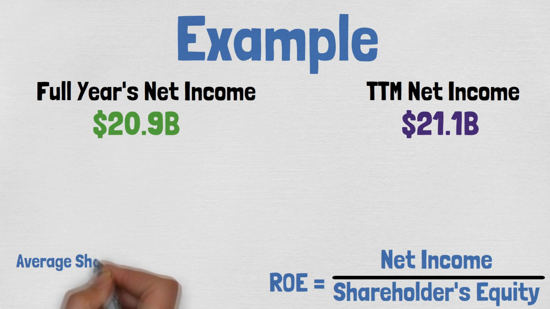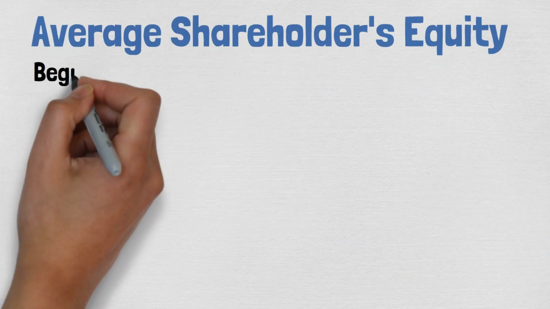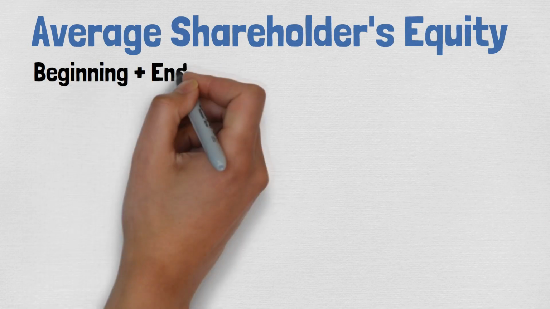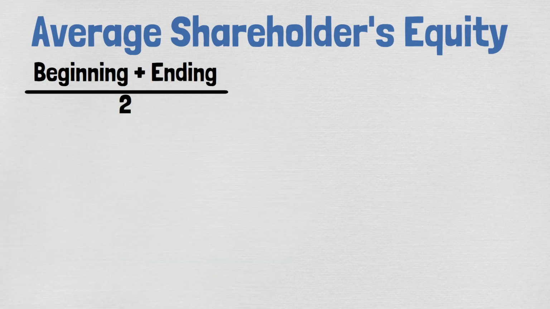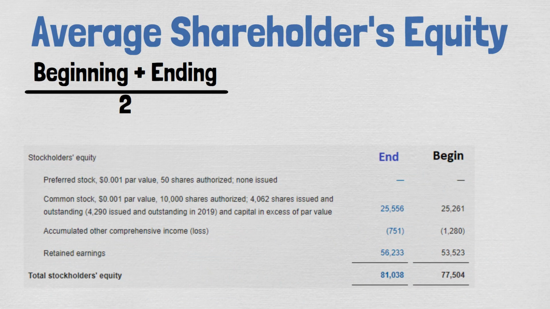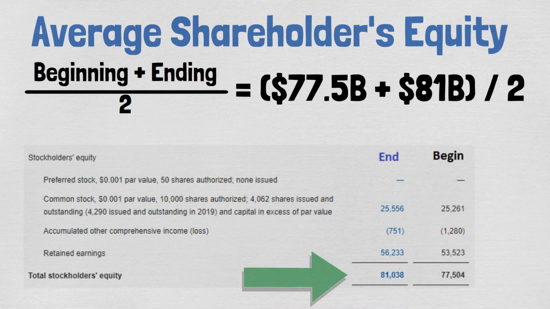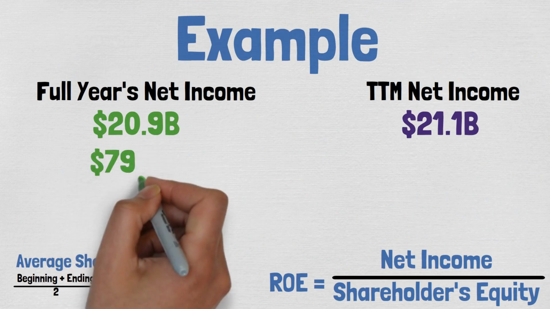For shareholders' equity, it is common to use the average of the beginning and the ending of the period. So for 2020, the average would be the beginning of 2020 and the end of 2020 divided by 2. You can find this information on the balance sheet. For Intel, this is $77.5 billion plus $81 billion divided by 2, which equals $79.25 billion.